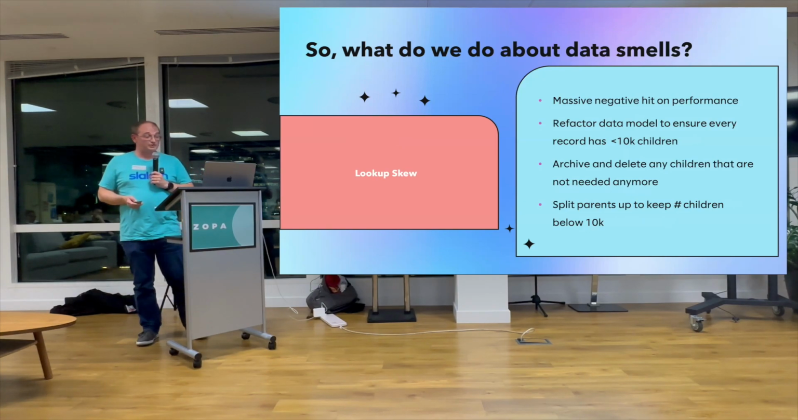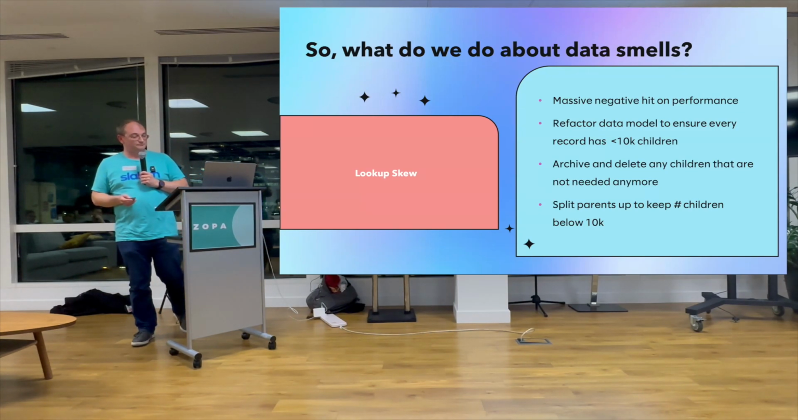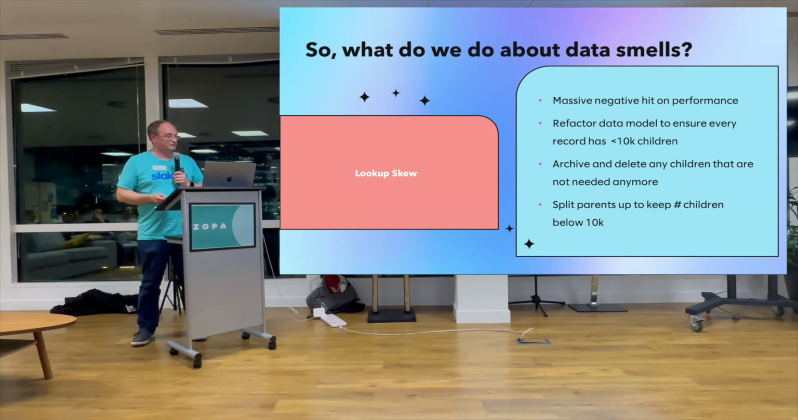Lookup skew, similar situation. So there you could archive and delete the children you don't need, or you could split the parents up and keep the number of children below 10,000.